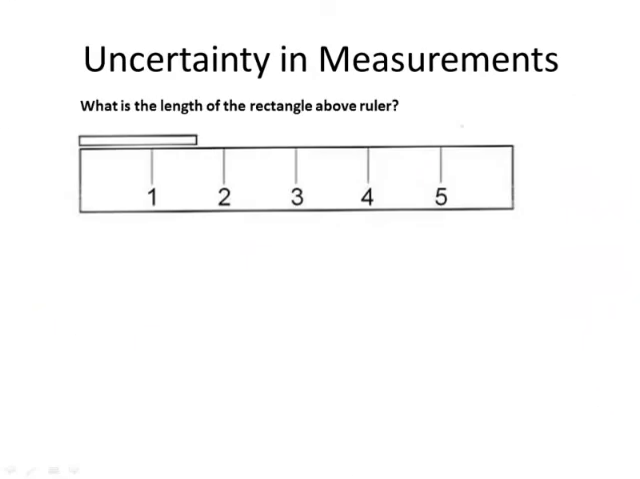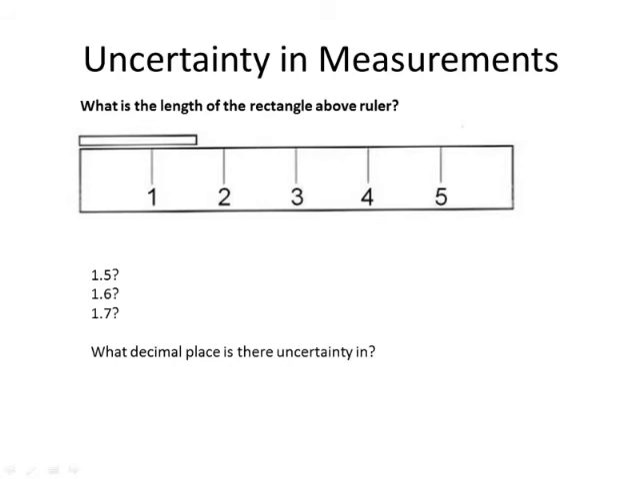If I were to ask you what is the length of the rectangle above the ruler, what would you say? Well, some people might estimate 1.5. Some people might say 1.6. Some would say 1.7. So, where do these disagree? In other words, what decimal place is there uncertainty in? Well, they disagree in the first decimal place. They disagree in the 5, 6, and 7. Right? Everybody agrees it's above 1. They just don't know how far above 1 is.